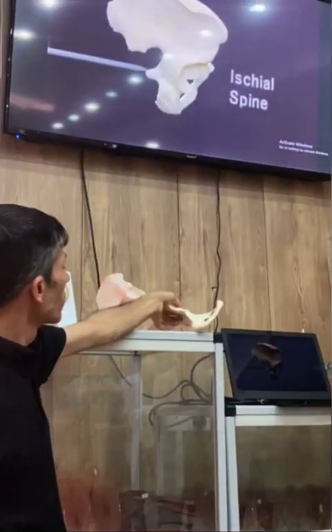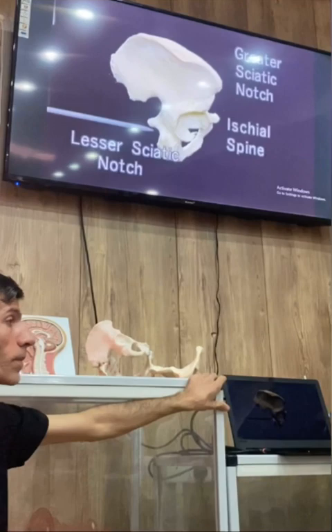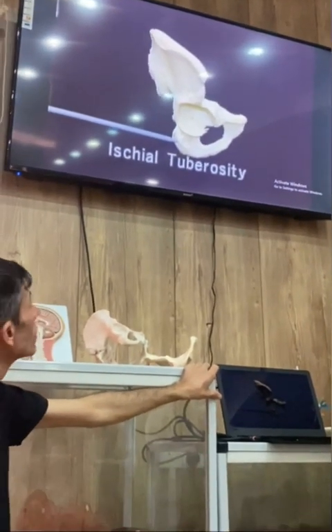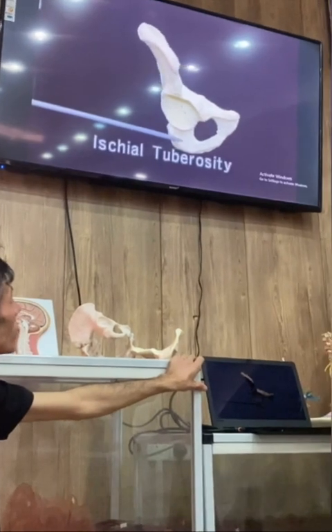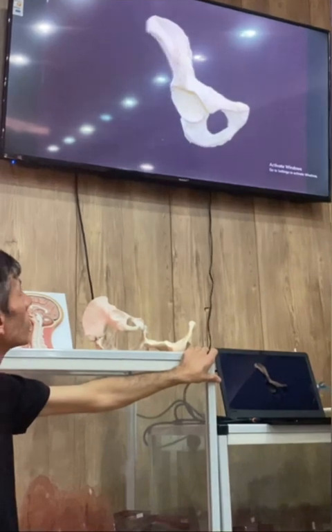This is the ischial spine, with the greater sciatic notch above it, and the lesser sciatic notch below it. This is the ischial tuberosity. The ischial tuberosity is another area where many muscles attach. It's also the part of the hip bone that we sit on.